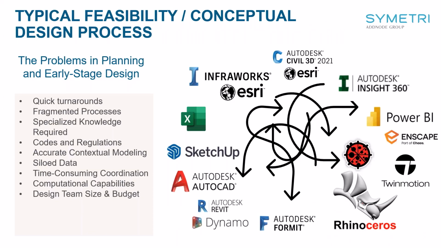All right, so the typical feasibility / conceptual design process. We all know this is a typical jumbled mess, even for the smallest design. You have to call your civil engineer to get a site plan or a site model. It may or may not be in 3D. They might use Civil 3D or InfraWorks to do so. We have to model in a certain way using Rhinoceros or SketchUp or Revit or Dynamo, depending on what the design team is most comfortable with.